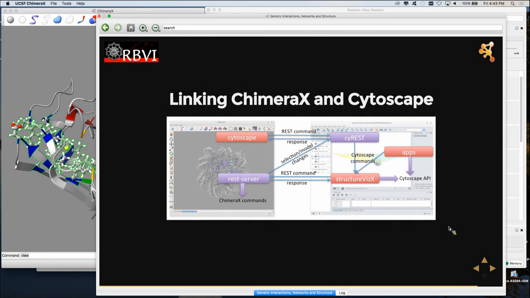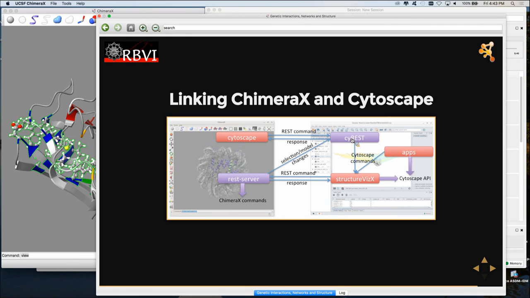How does all this work? So I'm clicking on links. You're seeing things happen in Cytoscape. You're seeing things happen in ChimeraX. What's going on behind the scenes that has all of this glued together? What's really happening is both ChimeraX and Cytoscape support a REST interface. They both have their own little built-in web servers. And we're just sending all of the commands back and forth using those web servers, using REST.